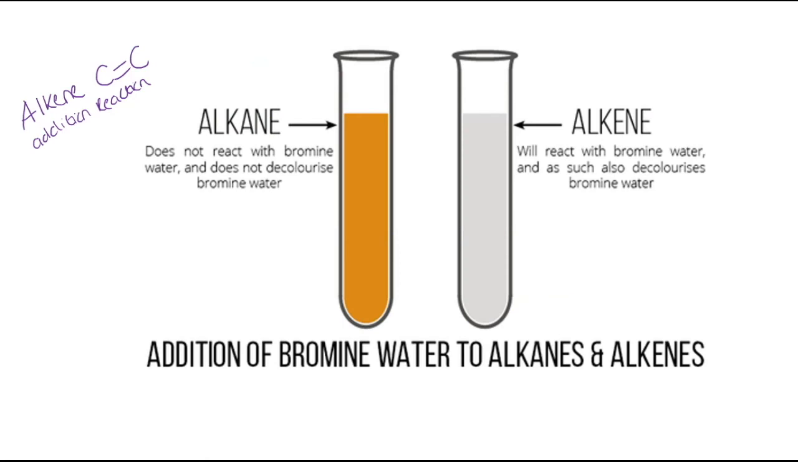And for those asking which experiments we need to know for the classroom, this one is a very common one. So when we react bromine water with an alkane, it does not react and it does not decolorize the bromine water. When we react bromine water with an alkene, it will decolorize the bromine water, and that tests for the presence of the carbon-to-carbon double bond.